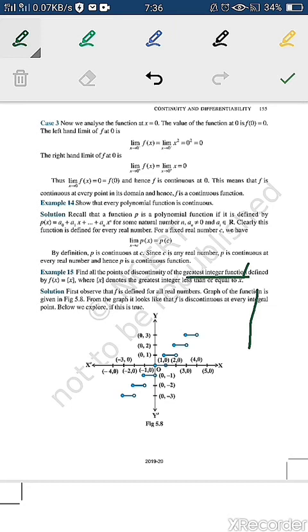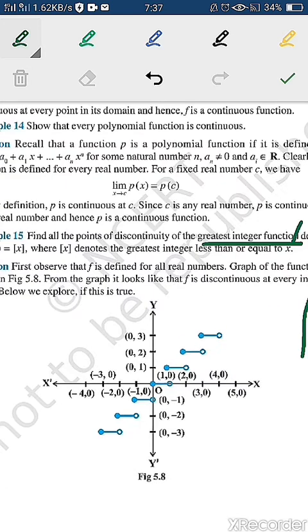So what is this question? Find all the points of discontinuity of the greatest integer function defined by f of x equals bracket x. This is the closed bracket, which is the sign of the greatest integer function. And you can very well see the graph. You have lifted the pen so many times, so it means this function is not continuous. This is discontinuous at every integer. It is very important to write at every integer.